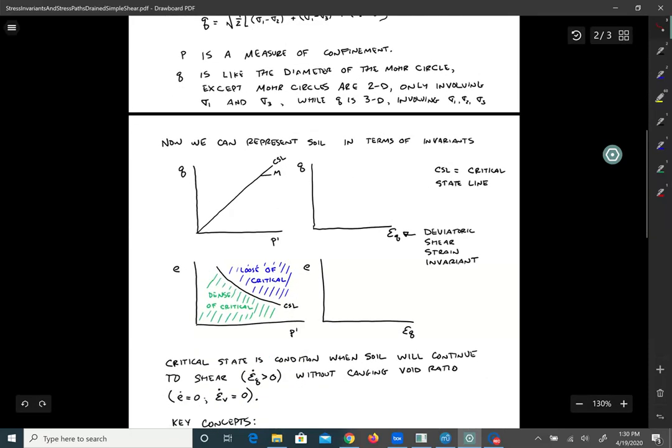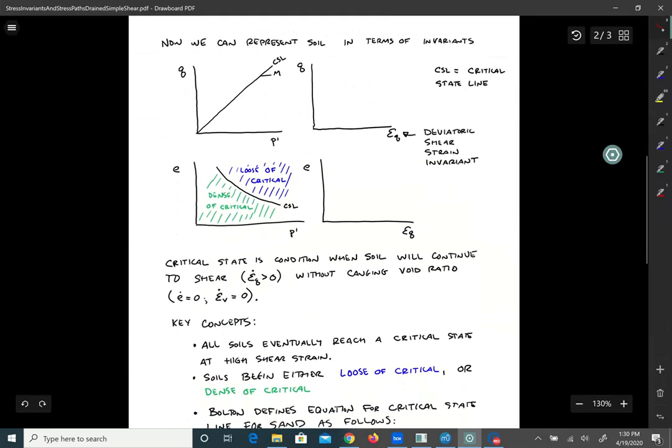All right, now that we have these invariants, we can represent soil behavior in terms of the invariants. So what I'm going to draw here is 4 different plots, and these 4 plots fully characterize the behavior of, say, a soil test or stress paths that happen during a soil test. So we're going to plot Q versus P prime in the upper left. That's this plot here.